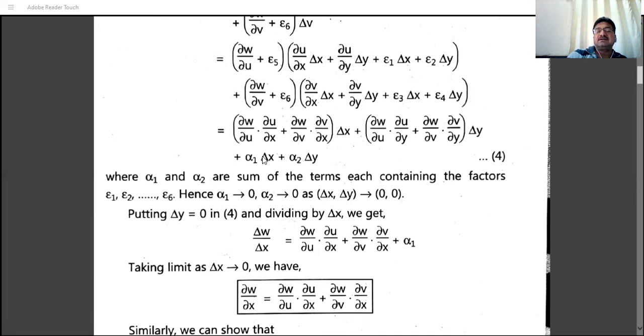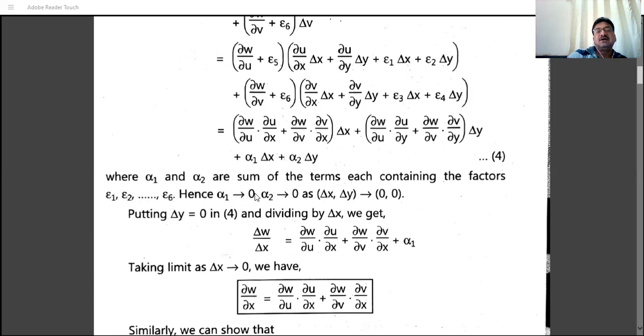So take delta x as common, delta y as common. So alpha 1 is the addition of 6 terms, alpha 2 is the addition of 6 terms. Here alpha 1 and alpha 2 are sums of terms, each containing the factors epsilon 1, epsilon 2 to epsilon 6. So alpha 1 is the sum of 6 terms, alpha 2 is the sum of 6 terms, and all these terms contain one of the factors epsilon 1 to epsilon 6.